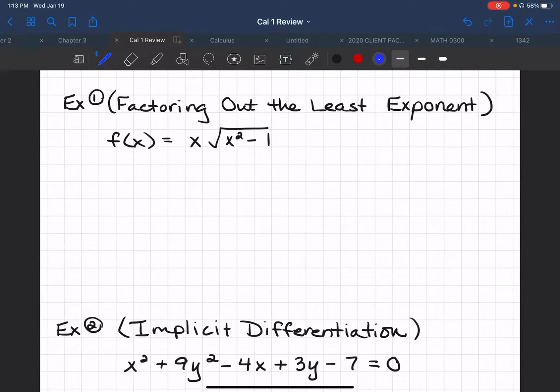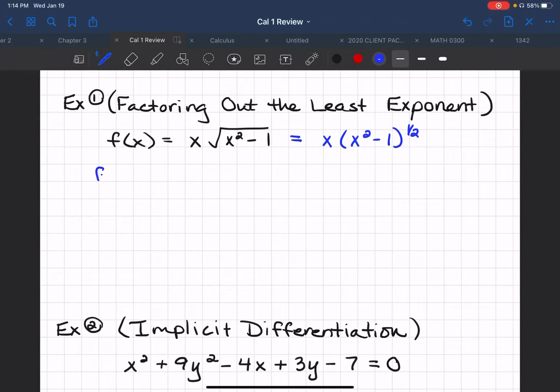So first of all, you want to start by rewriting the function, if it's got a radical, as an exponent. So we're going to change that square root to the 1/2. So do that whenever you have a square root or a cubed root or anything like that. Try to turn it into an exponential function. So now we're going to have to use the product rule because we've got x times x squared minus 1 to the 1/2.